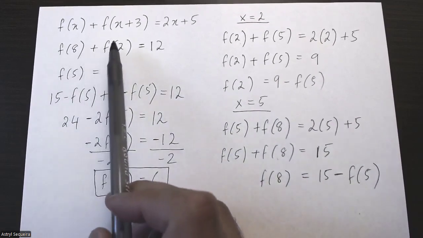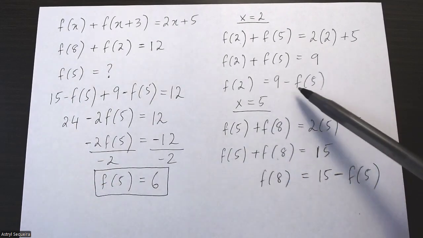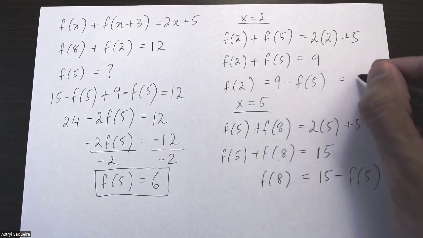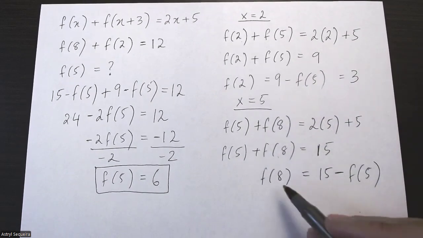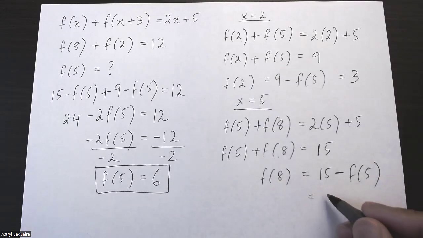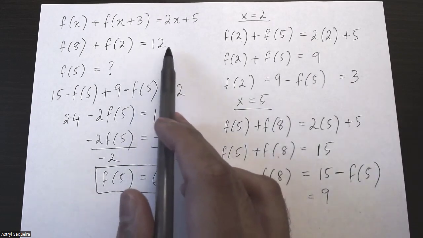If I needed to find f of 2 and f of 8 as well, I could just sub in 6 for f of 5 over here. So 9 minus 6, f of 2 would have been 3, and f of 8 is 15 minus 6, which would be 9. As you can see, 3 plus 9 will just give me 12.